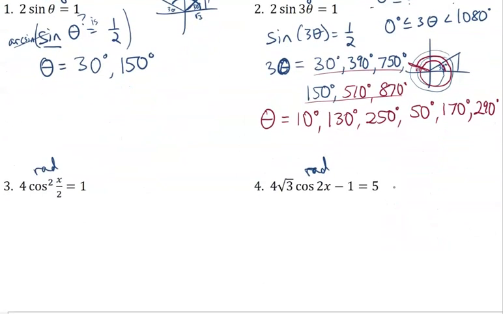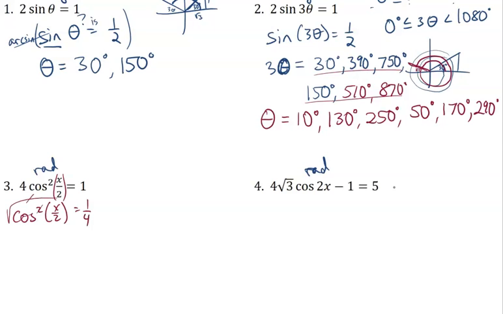We have 4 times cosine squared of the quantity x over 2 is equal to 1. So again, I'm undoing what's being done to the variable. So I'm going to start by dividing by 4. Okay, so then we have cosine squared of x over 2 equals 1/4. Now I'm undoing the square. Okay, so I'm taking the square root of both sides to get rid of that.